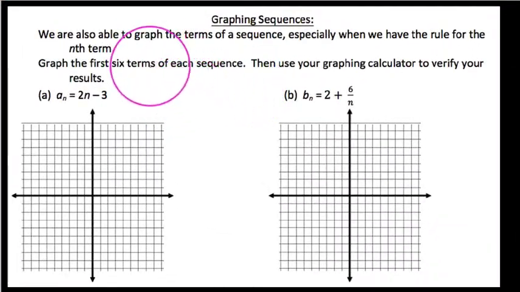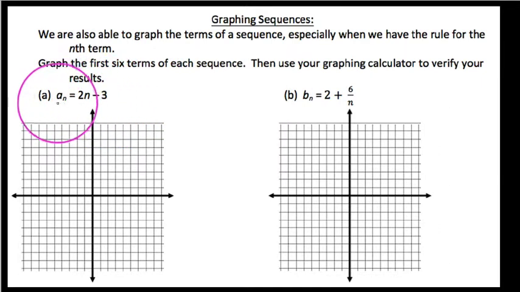In this video, we're just going to show how you can graph the terms of a sequence very quickly. Also, you can do this on a graphing calculator, which I can't cover in this video because I don't have a TI online. But essentially, we're just going to do this by hand. So we say, graph the first 6 terms of each sequence, then use your graphing calculator to verify your results.